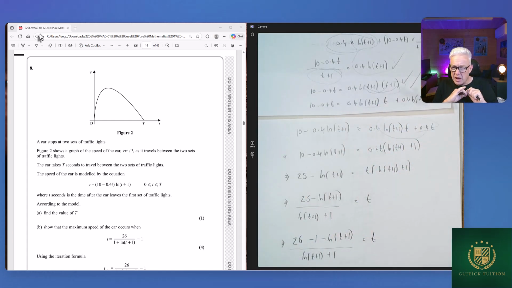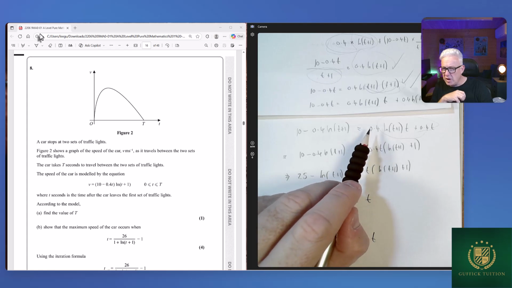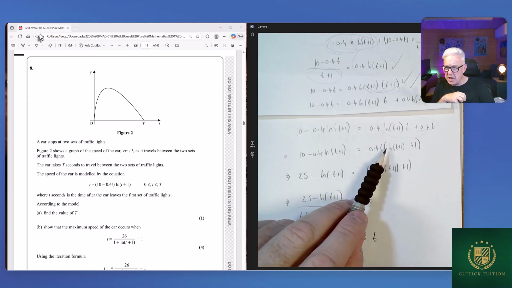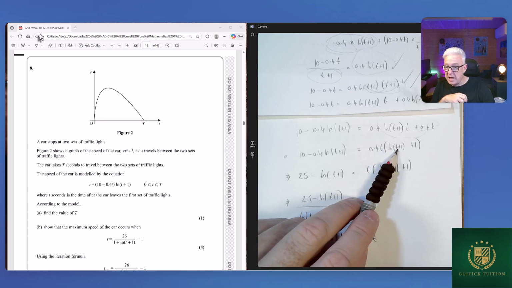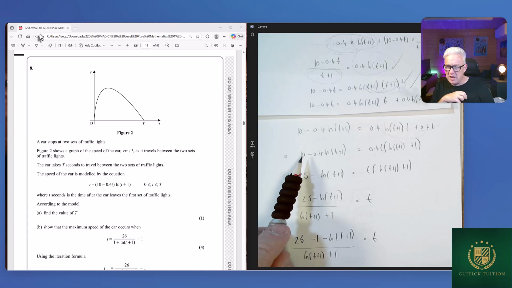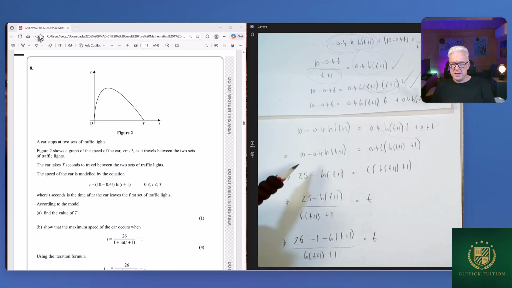Okay, so we can do some presumably factorising now. So let's see what's happening. Or in fact, yeah, we can factorise out a common factor of 0.4t from these two terms, giving us 0.4t(ln(t+1) + 1). Okay, and then over here on the left hand side, that is equal to 10 minus 0.4 ln(t+1).